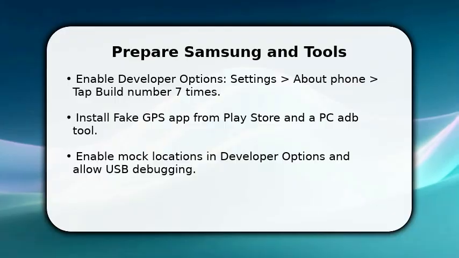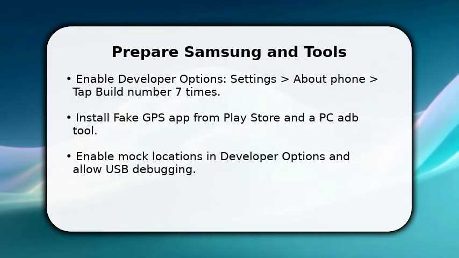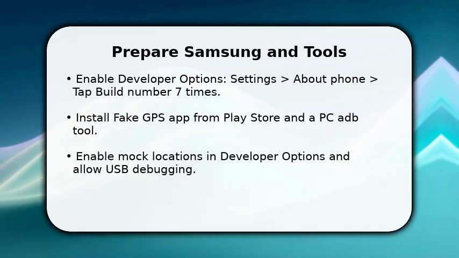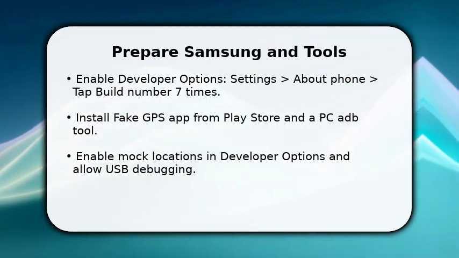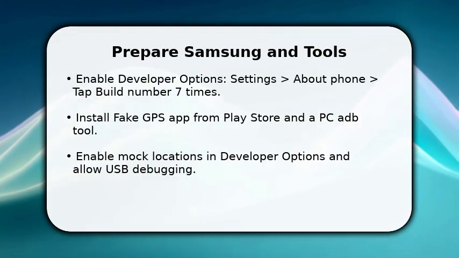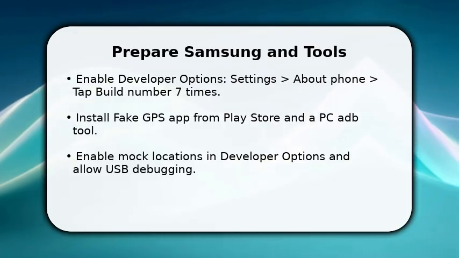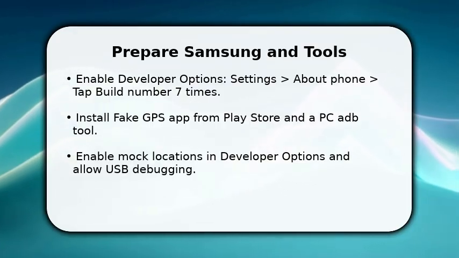Enjoy the video. You start by preparing your Samsung so the emulator can control location. Enable developer options and USB debugging, and install a reliable fake GPS app. This lets apps accept simulated coordinates. Once done, allow mock locations in developer options so the phone trusts the emulator.